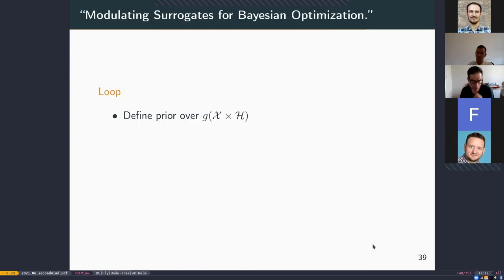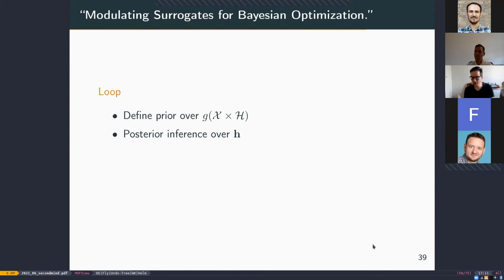Just to summarize algorithmically what this actually does. So you define a prior over G. So G is the product space of X and H. And this prior is over at what granularity do I want to search for the solution? Then you do posterior inference over H. This basically says how informative is this point at the moment.